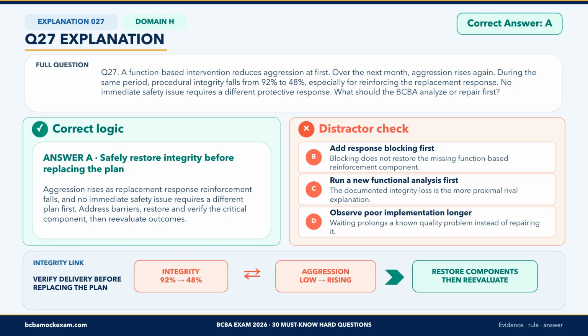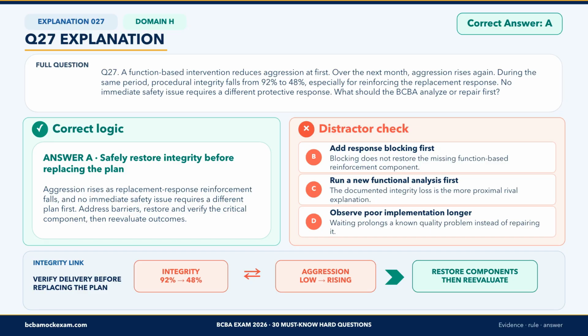Outcome deterioration co-varies with a large drop in a critical function-based component, and no immediate safety issue requires the plan to be changed first. When no immediate safety issue requires a different response, low integrity prevents a clean conclusion about treatment efficacy. Address implementation barriers, safely restore and verify critical components, and then evaluate whether outcomes recover. The integrity link pairs the drop from 92 to 48% with aggression rising.